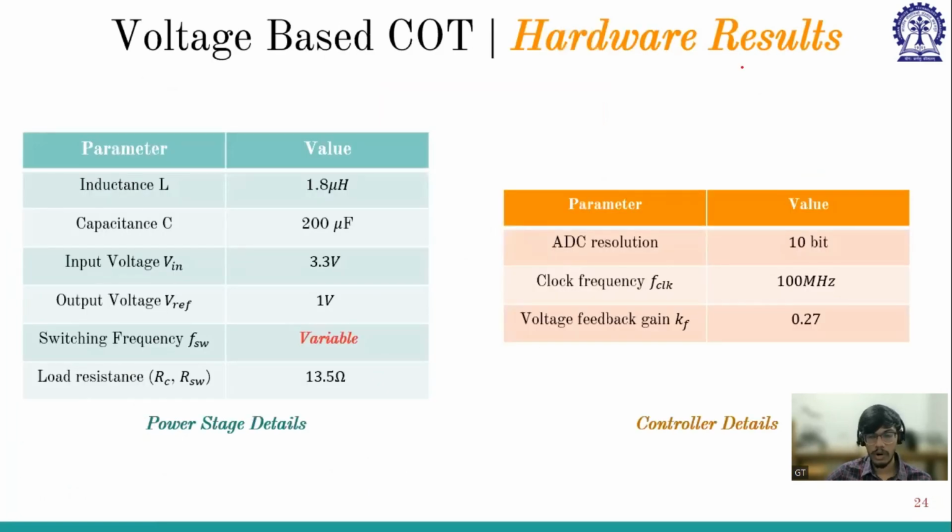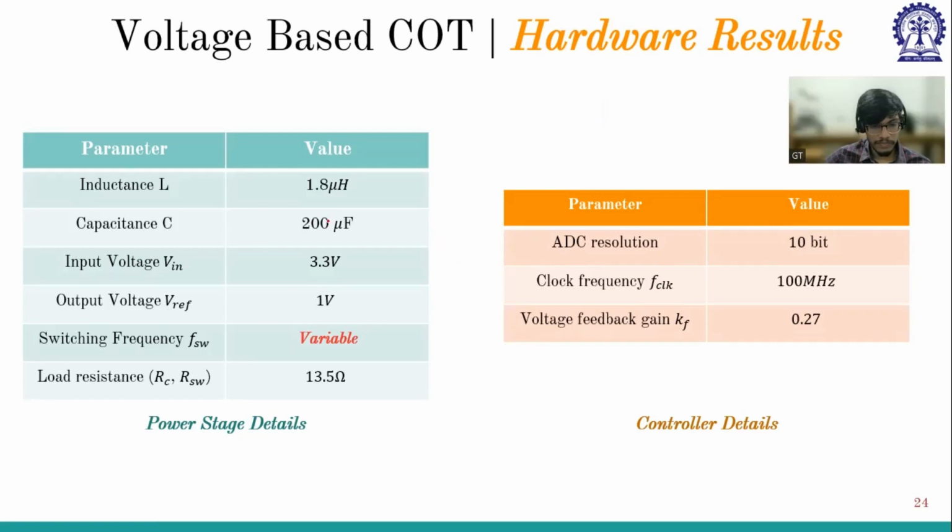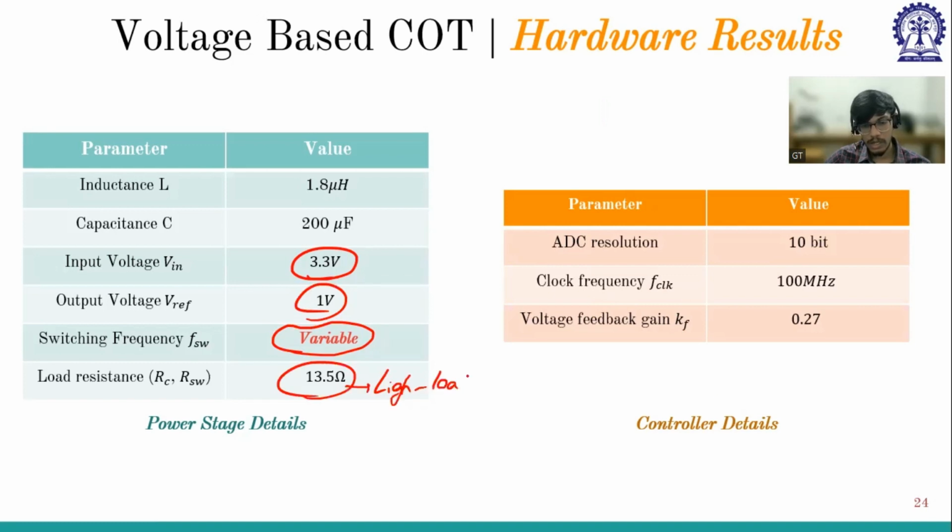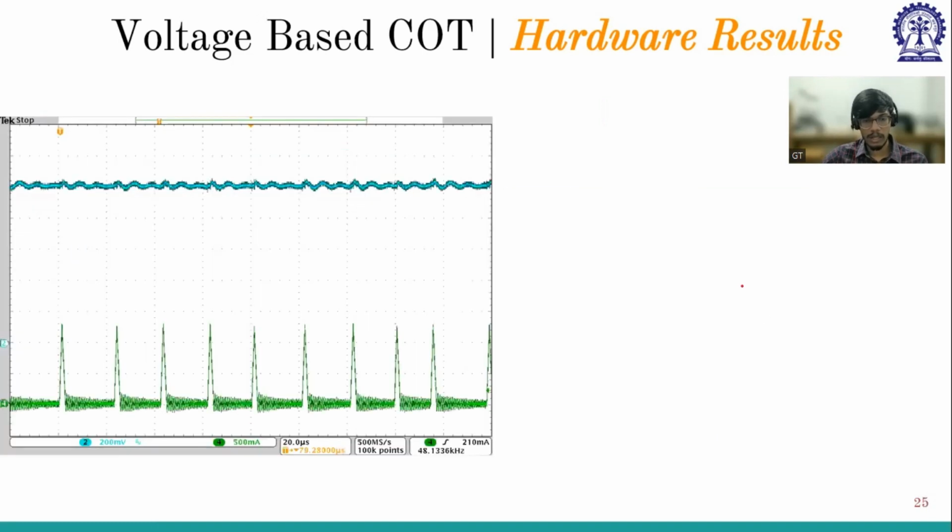So now we'll go into the hardware results of whatever concepts we have studied till now. Input is 3.3, output is 1, and frequency is variable, and this is being operated at light load condition. And these are the controller details. Actually, we are not using any control. One is ADC, F clock, and KF. This is operating in constant on-time, voltage based, in light load condition. Also, it is in DCM operation.